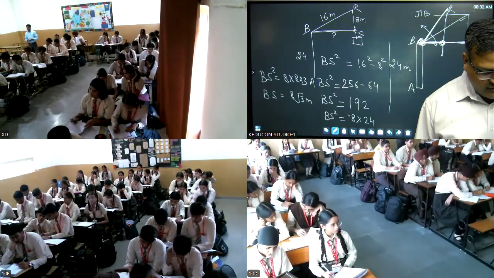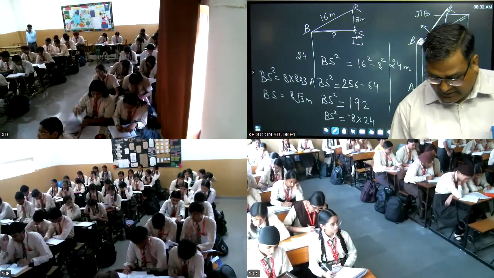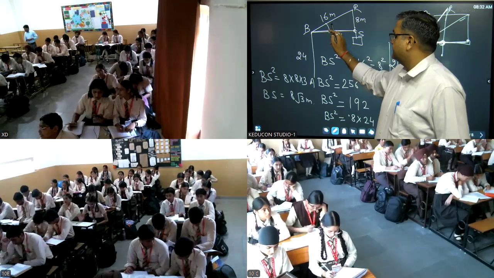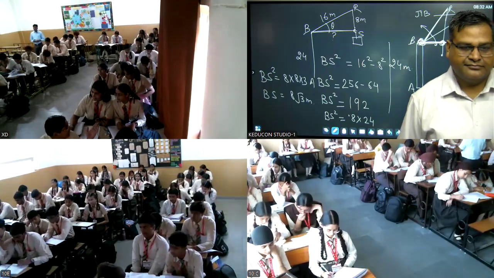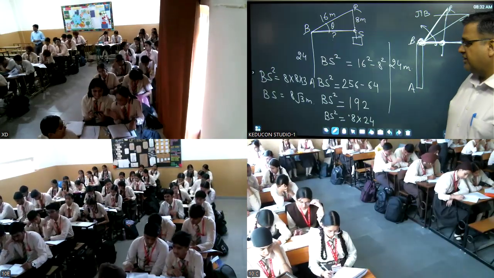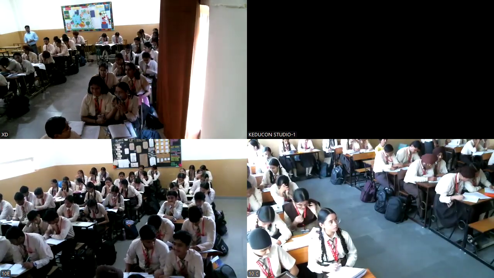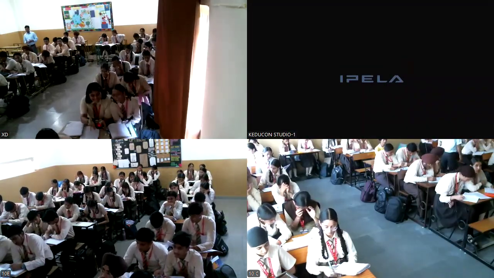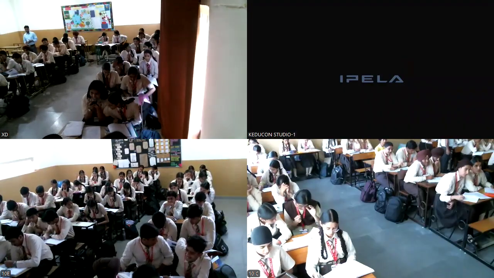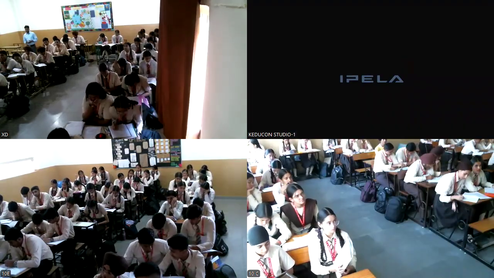Understood? Now comes the second question. What is the angle that the jib BR makes with the horizontal? Now you have to find this angle. Please find out this angle. Option E? Angle of 40 degree. 30. Yes, 30 degree, sorry. 30 degree, okay.